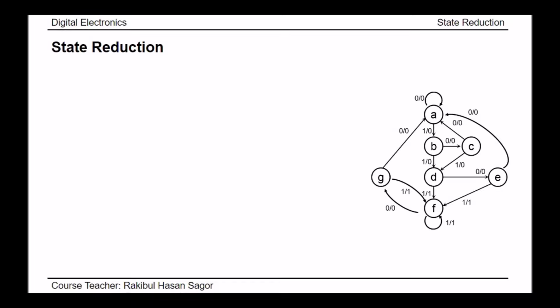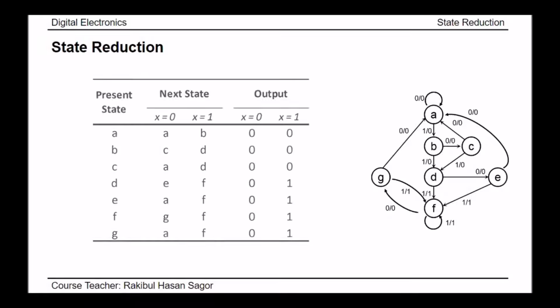In order to start the state reduction process, first we need to plot the state table for this example. This is the state table for the state diagram that is given here. If the present state is A and input x equal to 0, then the next state will be A, and the corresponding output for x equal to 0 will be 0. If the present state is A and input x equal to 1, the next state will be B and the corresponding output will be 0.